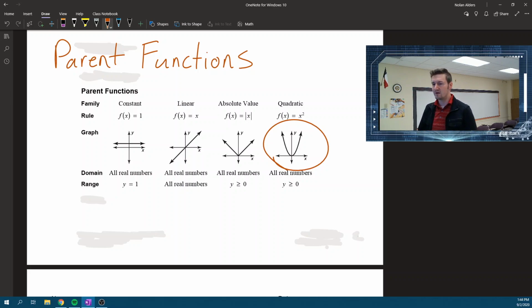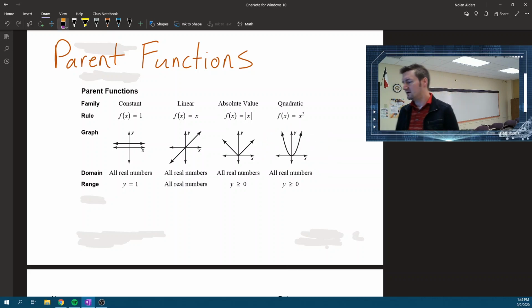All right, now the next thing that's important to look at here is what the domain and what the range is for each function. So remember, the domain is all of the x values.